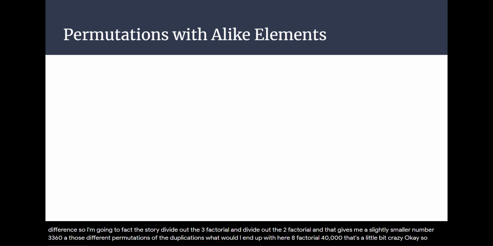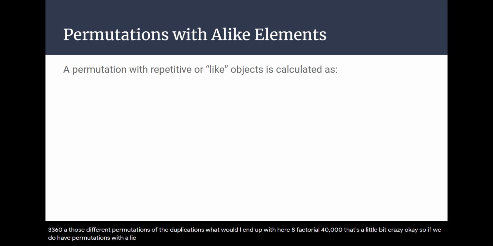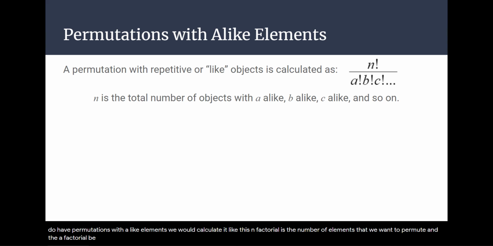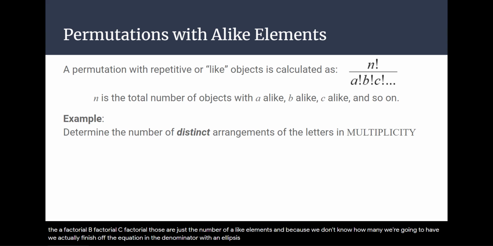Okay, so if we do have permutations with alike elements, we would calculate it like this. N factorial is the number of elements that we want to permute, and the A factorial, B factorial, C factorial, those are just the number of alike elements. And because we don't know how many we're going to have, we actually finish off the equation in the denominator with an ellipsis.